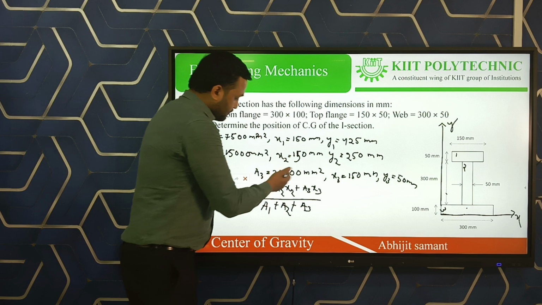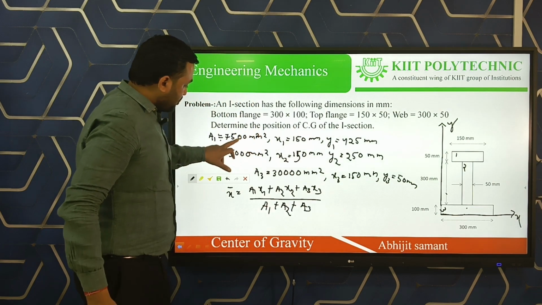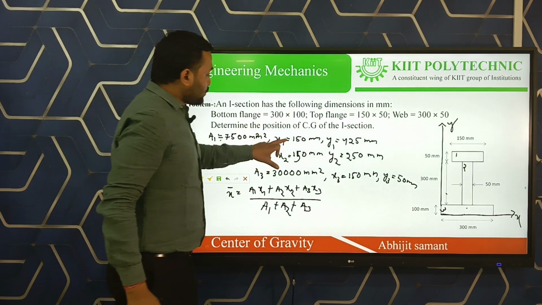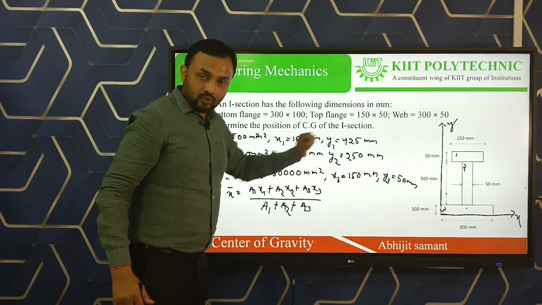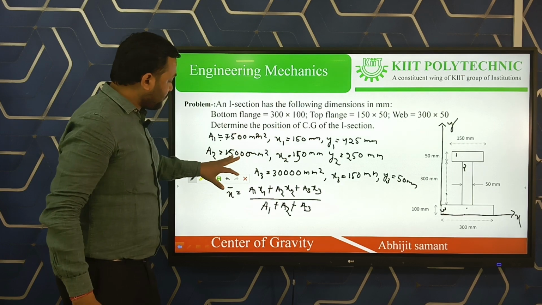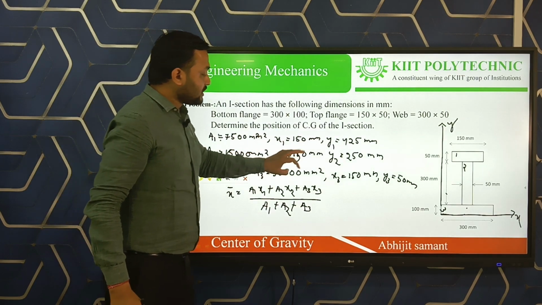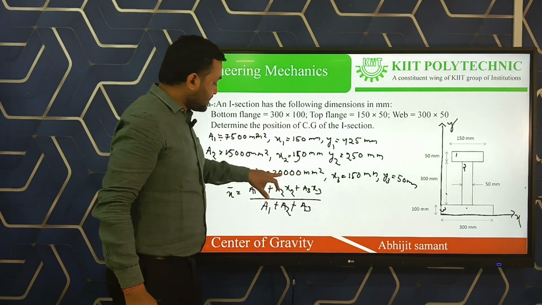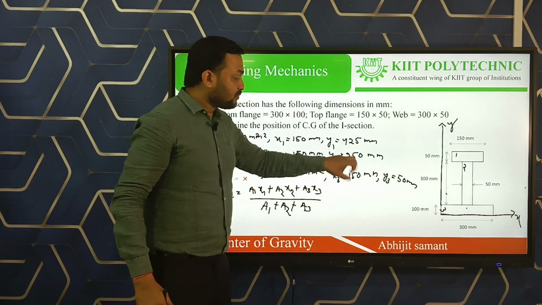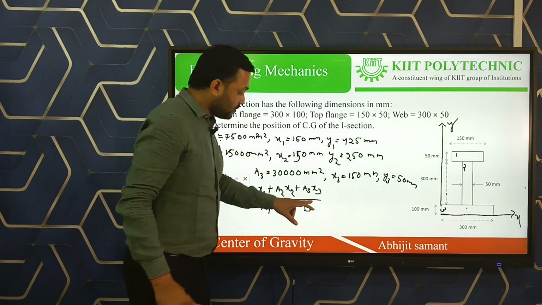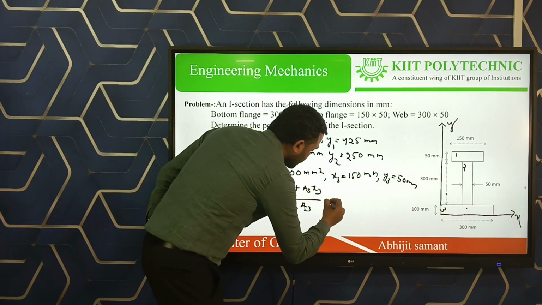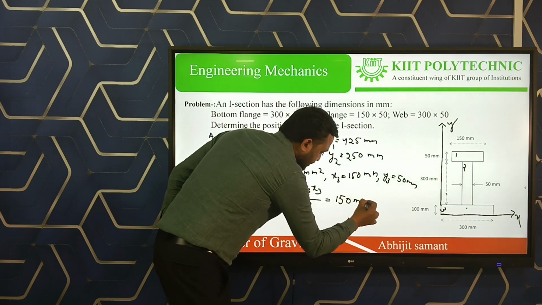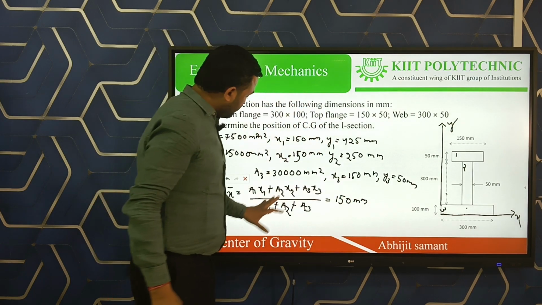So by putting in the values: A1 is 7500 mm square, x1 is 150 mm, y1 is 425 mm, A2 is 15000 mm square, x2 is 150 mm, and y2 is 250 mm. A3 is 30,000 mm square, x3 is 150 mm, y3 is 50 mm. By putting these values here, we find x bar is equal to 150 mm.